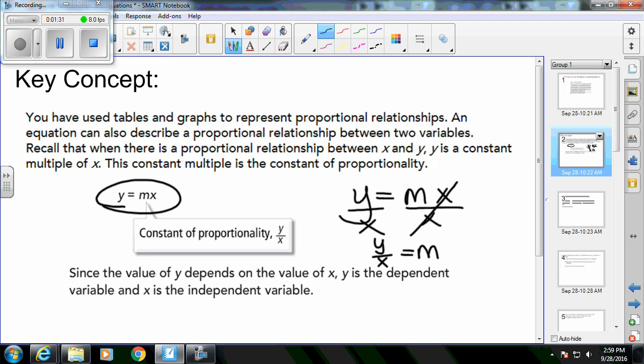Since the value of y depends on the value of x, y is the dependent variable and x is the independent variable. Think about when you began graphing. x was the independent variable and y was the dependent variable. That concept still holds true here as well.